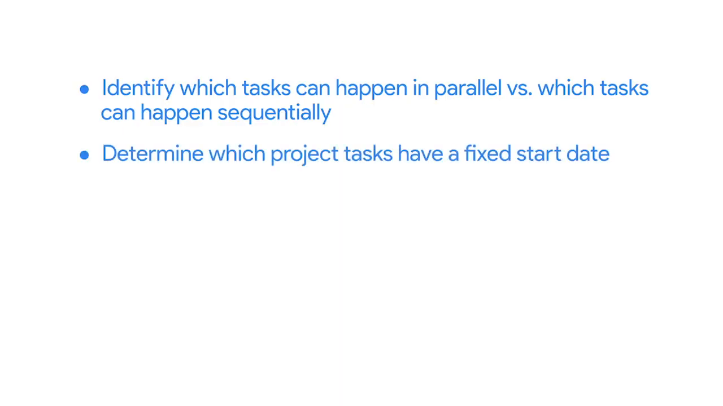That means that one task can begin even if the other task hasn't been completed. And so the work to complete these tasks can happen at the same time. You also need to determine which project tasks have a fixed start date. A fixed start date refers to the date on which you must start work on your task in order to achieve your goal. Identifying whether or not your tasks have a fixed start date can help with capacity planning because it helps ensure that you'll have the right number of people available to complete tasks on time.